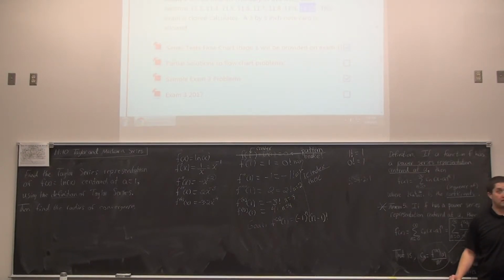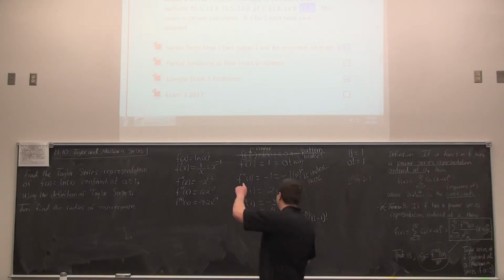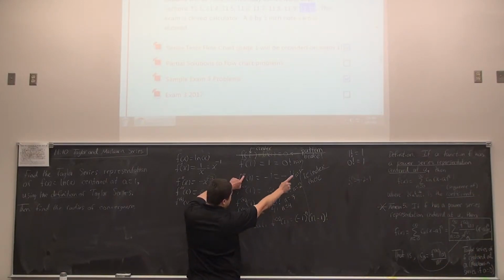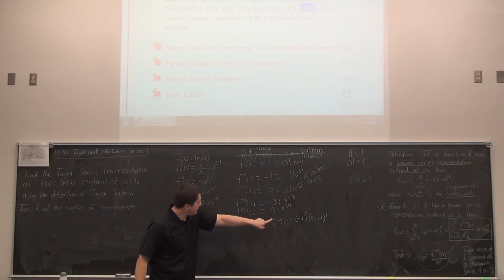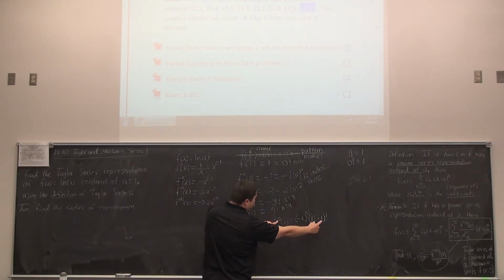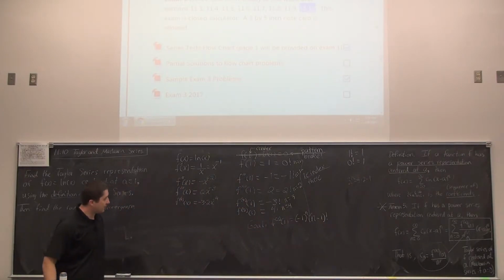Any questions about that so far? Why is it n minus 1? Mainly because of the pattern we see here: the second derivative involves a 1 factorial, the third derivative involves a 2 factorial, which means the nth derivative should be 1 less factorial, matching the pattern that we saw in our list.